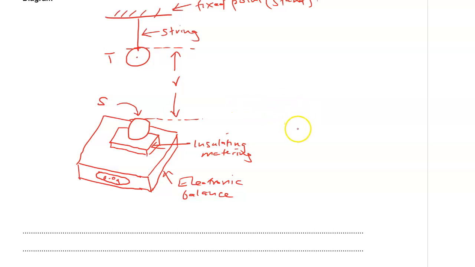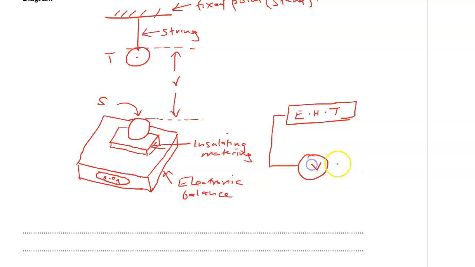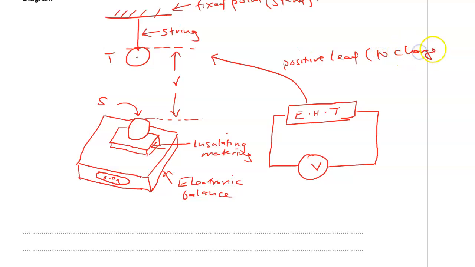Then here I'll have my extra high tension to charge T, of course, with my voltmeter there. And this is the positive lead, which I'll need to be able to charge T.